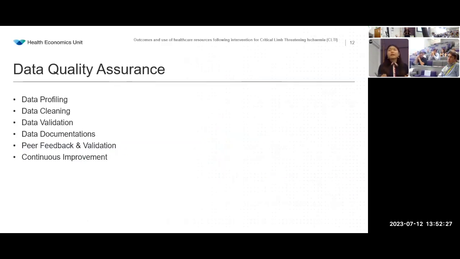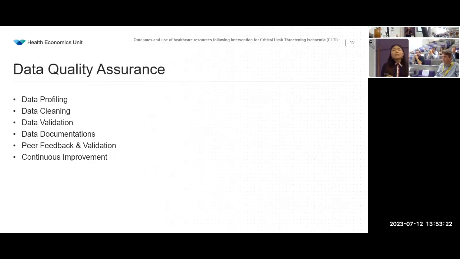So for the whole process of the data extraction, we applied data quality assurance. It includes data profiling, cleaning, validation, documentation, feedback, and continuous improvement. For data profiling, we understand the data structure, data content, and the quality characteristics. For data cleaning, we removed all the duplicated values, dealt with the missing data, standardized the data format, and also sorted out all the data discrepancy problems. And for data validation, we check the data integrity and cross-validation, and also we went through the quality rules.